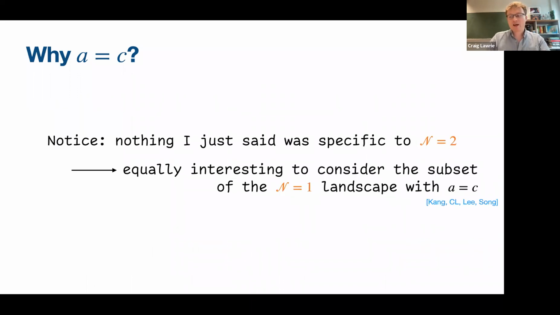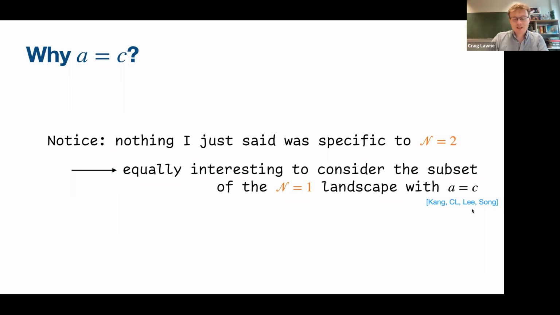But nothing I just said was specific to N equals 2, right? Everything I just said actually holds for any 4D SCFT. So I could probably have just said CFT, but let me stick to at least N equals 1. So it's equally interesting to consider the subspace of the N equals 1 landscape, where you have this purple region where the theories are the same. And this is actually something we did in the second paper that I mentioned in the introduction, but which I will not talk about very much today.